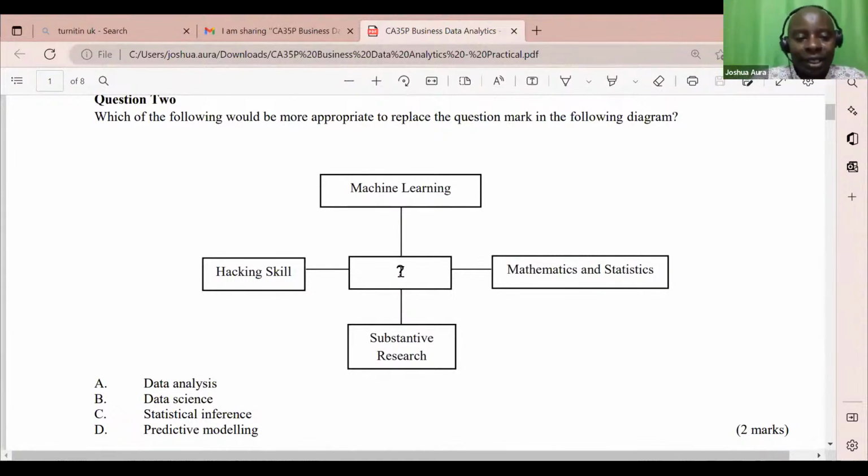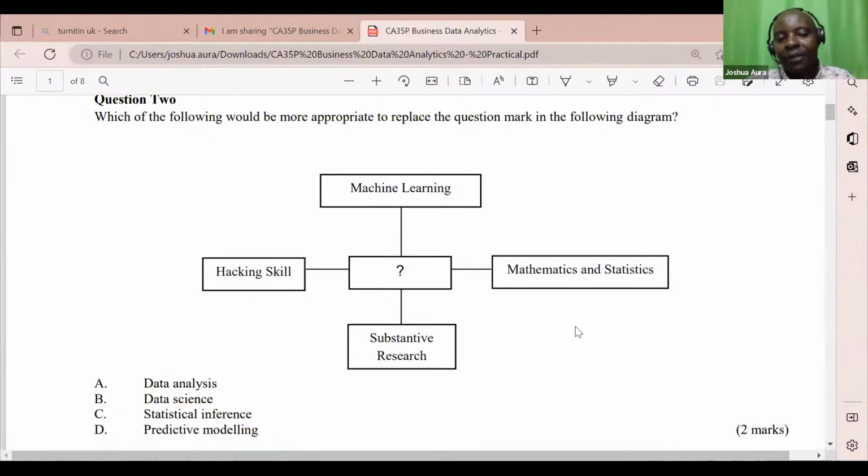What do you think in this case should we have in this? Is that a description of data analysis? Is it a description of data science? Is it statistical inference, which is about statistics? So C, I'll eliminate C. Predictive modeling, of course, I'd also mentioned something to do with predict. So it can't be. So it is between A or B.